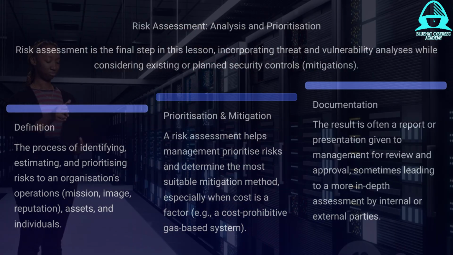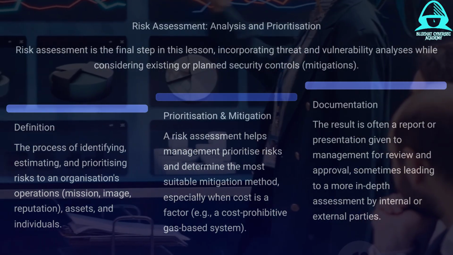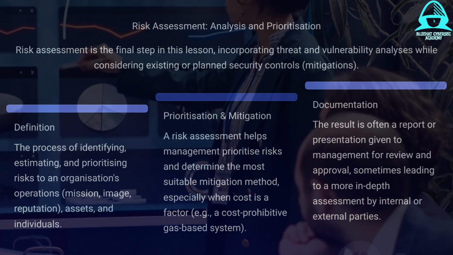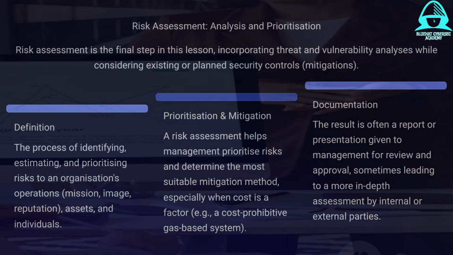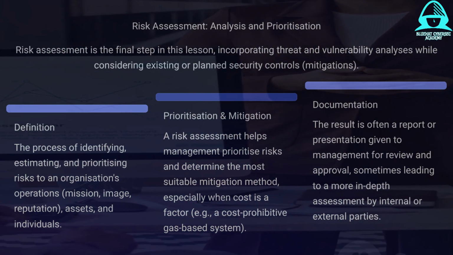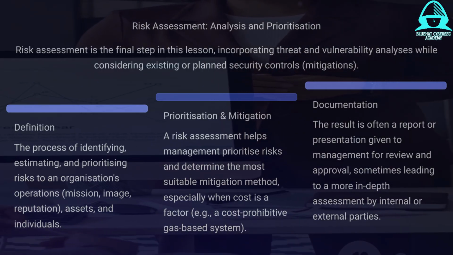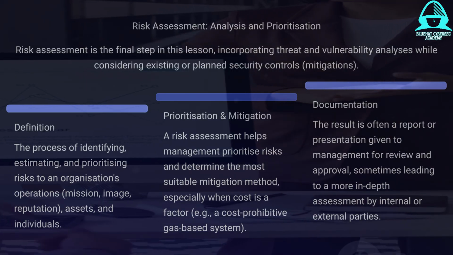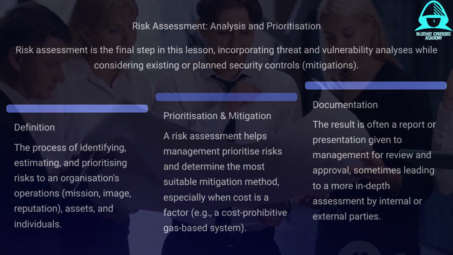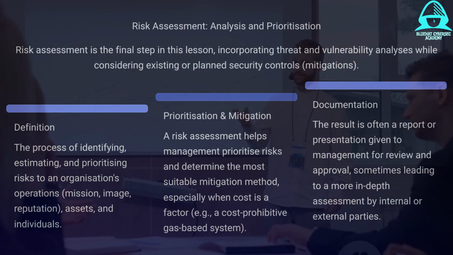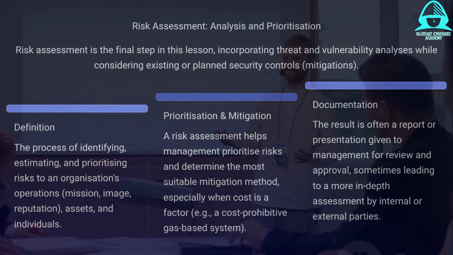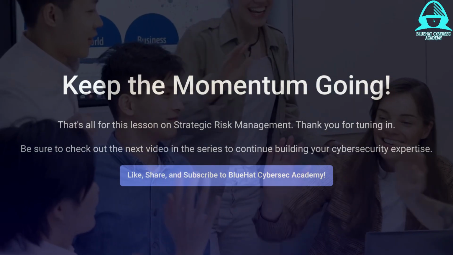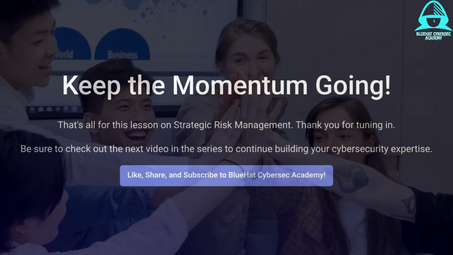A gas-based system may be the best solution to protect the systems, but it might be cost-prohibitive. A risk assessment can prioritize these items for management to determine the method of mitigation that best suits the assets being protected. The result of the risk assessment process is often documented as a report or presentation given to management for their use in prioritizing the identified risks. This report is provided to management for review and approval. In some cases, management may indicate a need for a more in-depth risk assessment to be performed by internal or external parties.